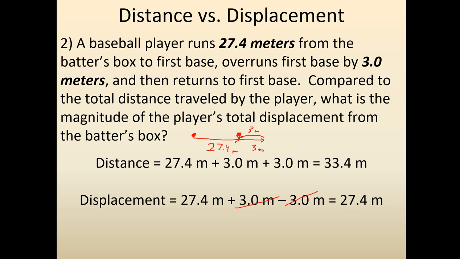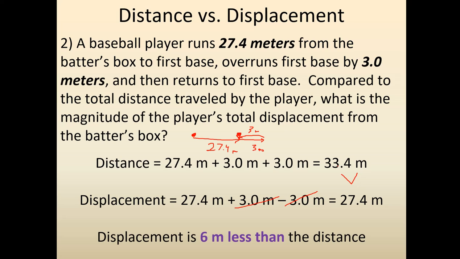Now, going back to what the question's asking, it wants us to compare these two numbers. Well, this number is smaller than the 33.4, and to be a little more precise, it's exactly 6 meters smaller. So we would say that the displacement is 6 meters less than the distance. And again, this fits with our initial statement that the distance should always be the bigger number, or at least greater than or equal to the displacement.